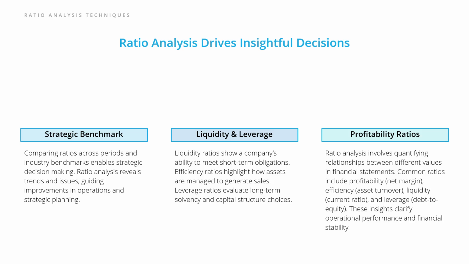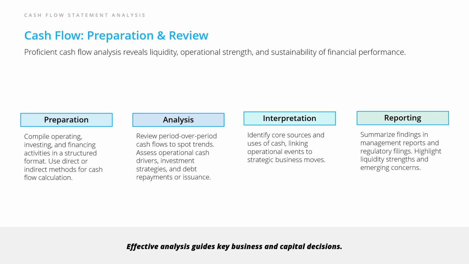Now that we understand what ratios tell us, let's move on to cash flow analysis, an essential indicator of true business strength. Cash flow analysis reveals much more than just whether a business is profitable. It uncovers its ability to survive and grow. This process starts with the preparation step: gather and structure operating, investing, and financing activities. Companies may use direct or indirect methods to calculate cash flow. Next, we move to analysis.